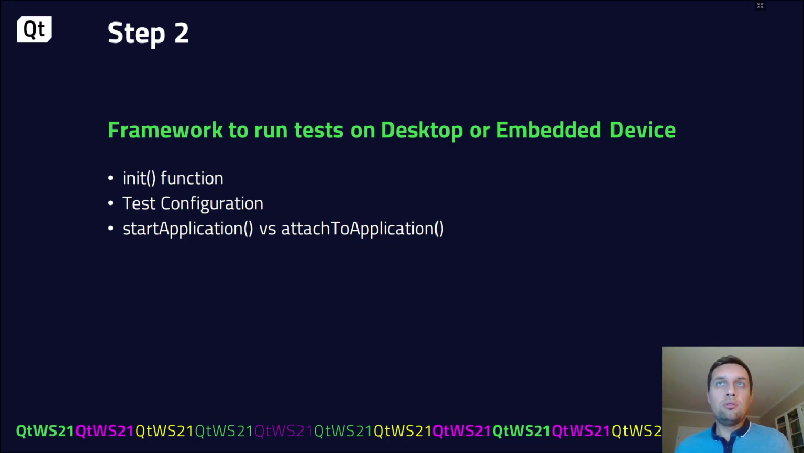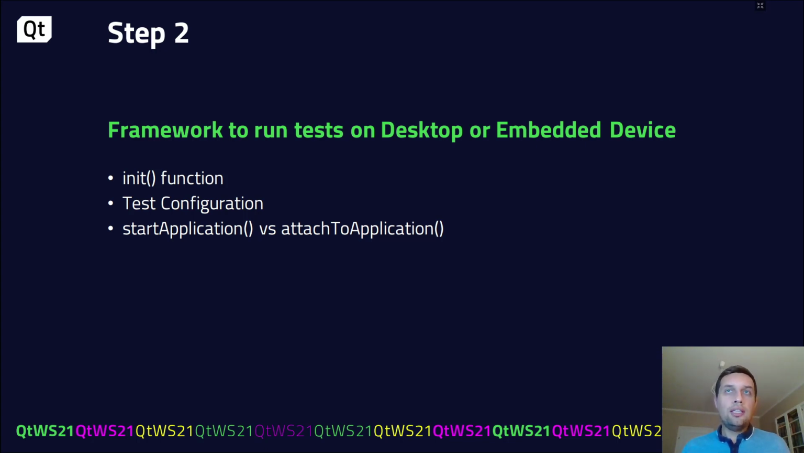We would like to be able to run our tests against the same application but running on an embedded device. So the main difference is the way Squish hooks into the application. For desktop applications that run locally, the most popular approach is to start the application for each test case by calling start application. For the application running on a remote device, most of the time we attach to the application that is already running, and we call the attach to application function. So our solution should handle this difference.